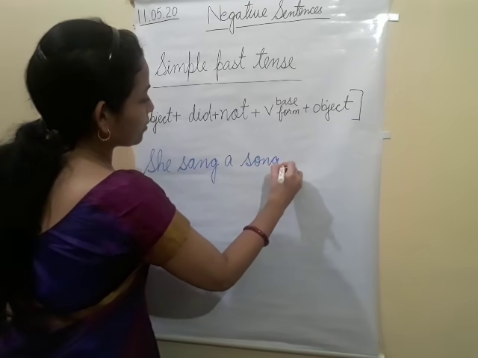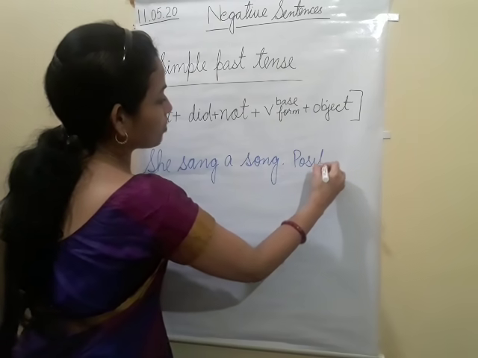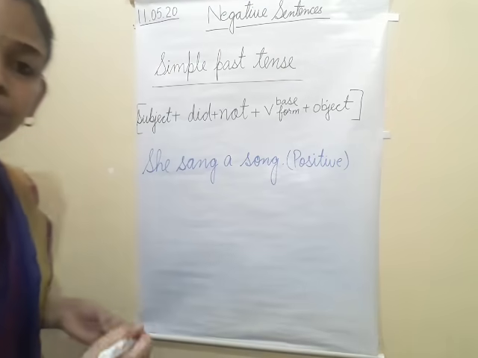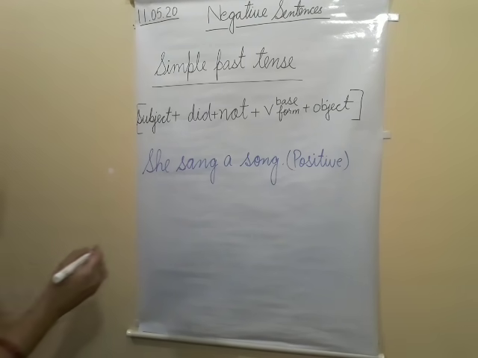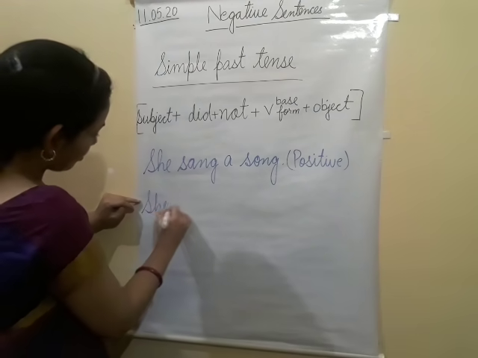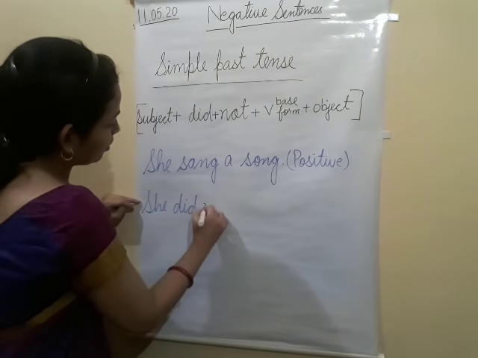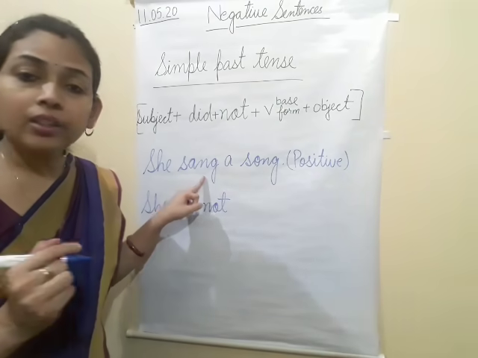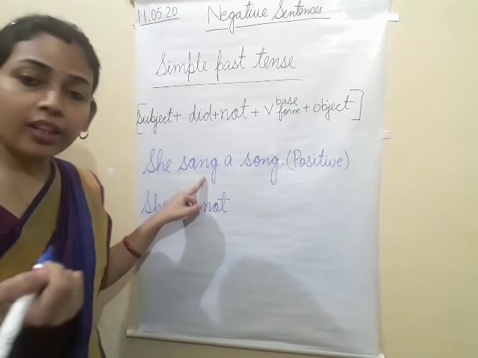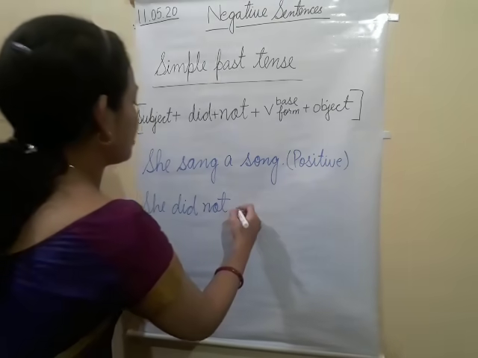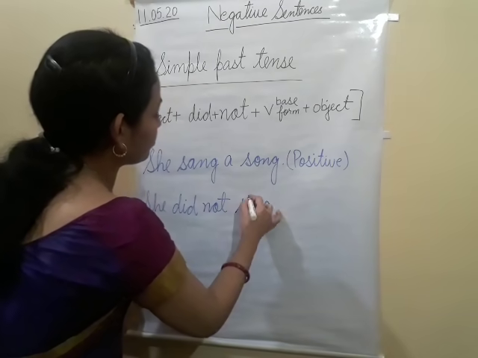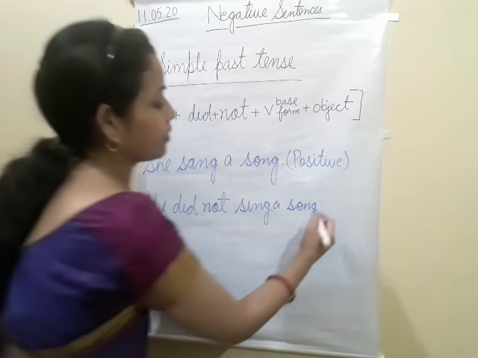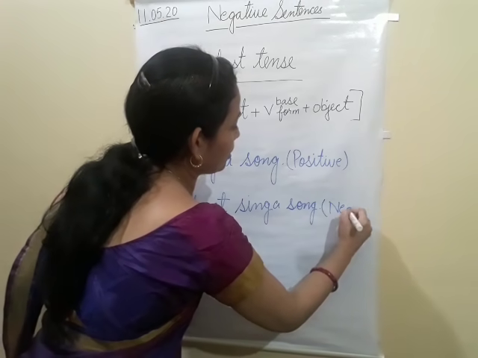This is again a positive or affirmative sentence. So when we change into negative, what will be the answer? The answer will be she did not. What is the first form or base form of sang? Base form of sang, that is sing. She did not sing a song. This is a negative. We have formed the negative here.